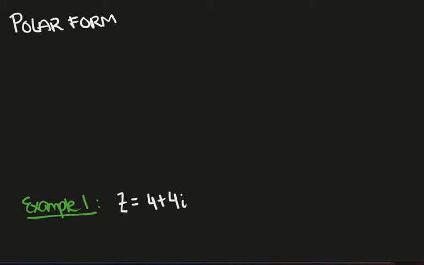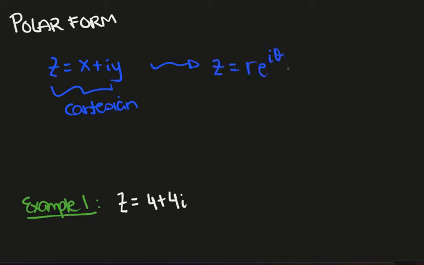Okay, so in this video we want to look at how to convert complex numbers into polar form. This is where we express a complex number in terms of its modulus, or its length, and its argument, or angle. Usually we write a complex number in Cartesian form, so I have x plus iy, and we want to instead write it as r e to the i theta.